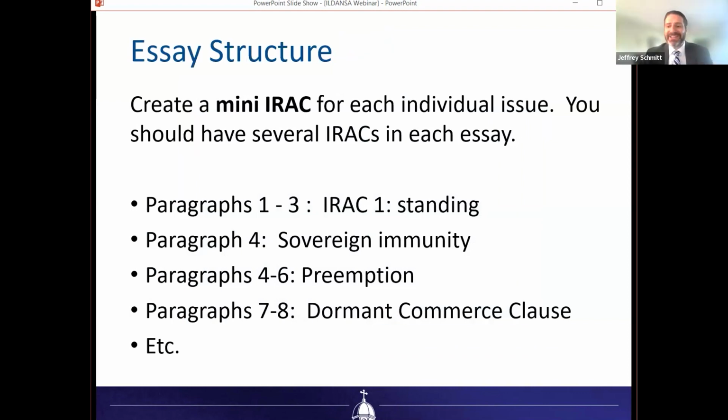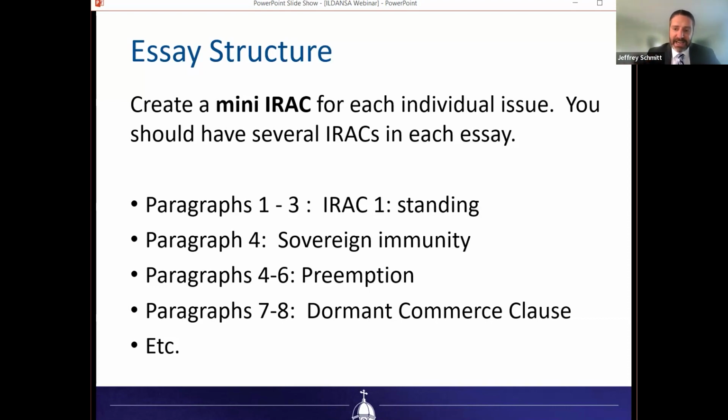You're not supposed to write your entire essay as one IRAC. You're supposed to look at each individual issue as an IRAC, right? So what you're really doing when you're writing is creating several mini IRACs. And usually your IRAC should be one paragraph or multiple paragraphs, but you shouldn't have more than one IRAC in a single paragraph. That's where it gets confusing and disjointed and it's hard to see.